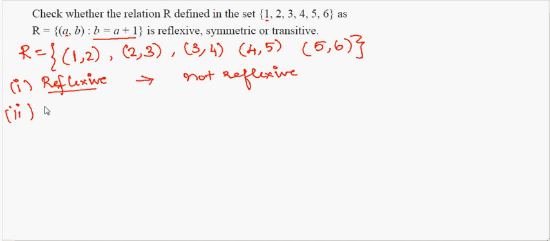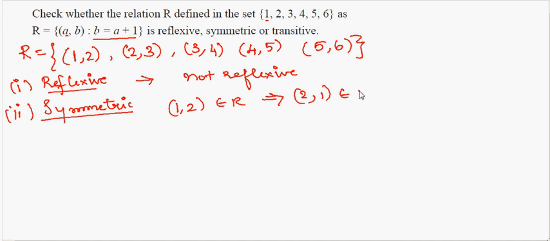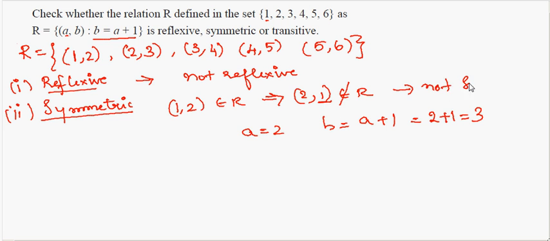Then we'll move on to the second one, that is symmetric. In order to be symmetric, a relation should be like this. If 1, 2 belongs to R, then 2, 1 should also belong to R. Just check. If I take a as 2, b should be equal to what? a plus 1. That means it should be 2 plus 1, which is equal to 3. But in this case, b is equal to 1. So that does not belong to the relation. Hence, the given relation R is not symmetric.